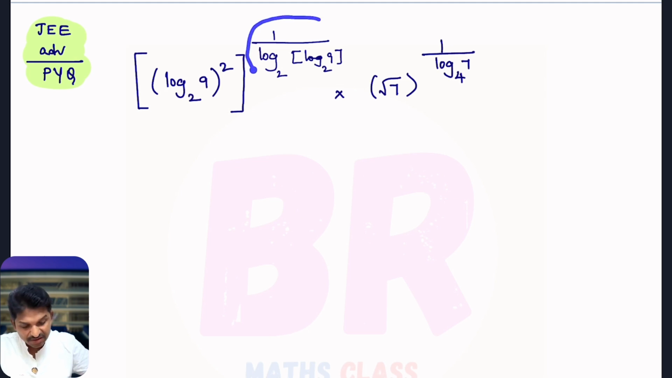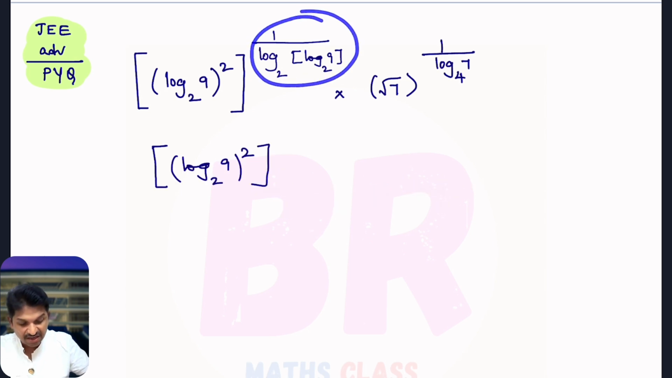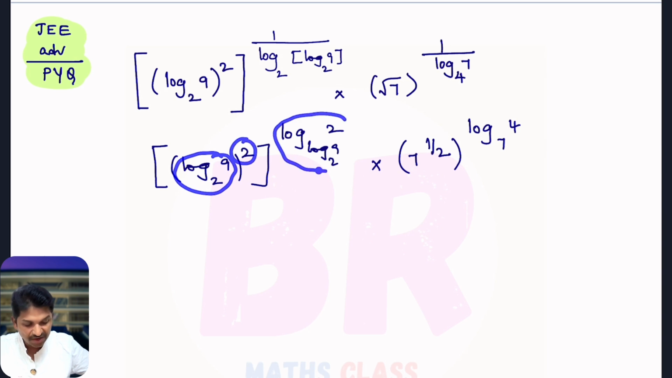First thing, you observe this. You know 1 divided by log b base a can be written as log a base b, right? So this can be written as logarithm of 2 base log 9 base 2 into here. This also I can write as log 4 base 7, right? This 7 power root 7 is there, na? That can be written as 7 power 1 by 2 into 1 divided by log 7 base 4, which can be written as log 4 base 7. Good. You observe this is of the form a power m whole power n. A power m whole power n is a power mn.